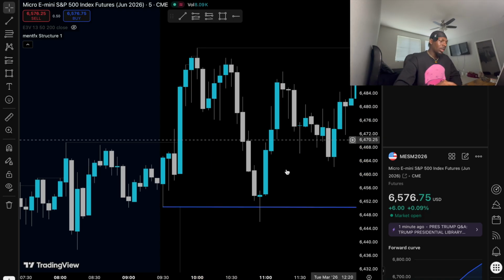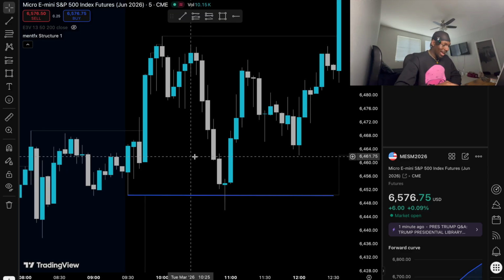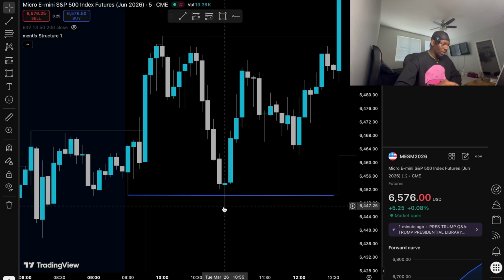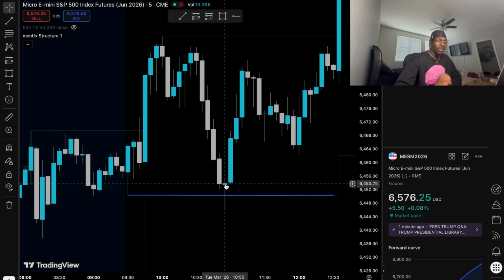So now in my head, I'm like, okay, let's get ready for the bearish move. But obviously, that's not what happened. Price came down, wicked the low, came up and closed right here. So I'm like, definitely a liquidity grab. Definitely.